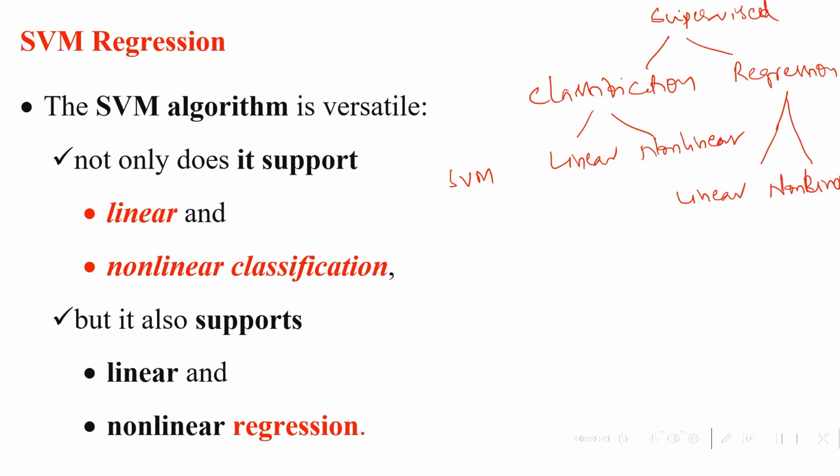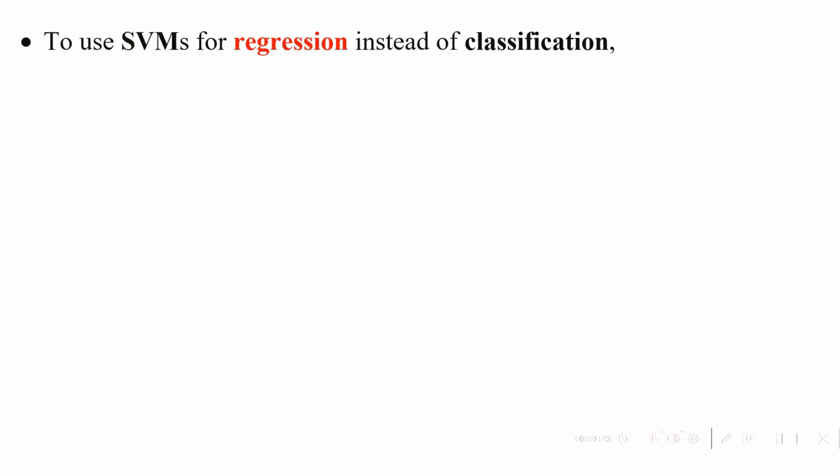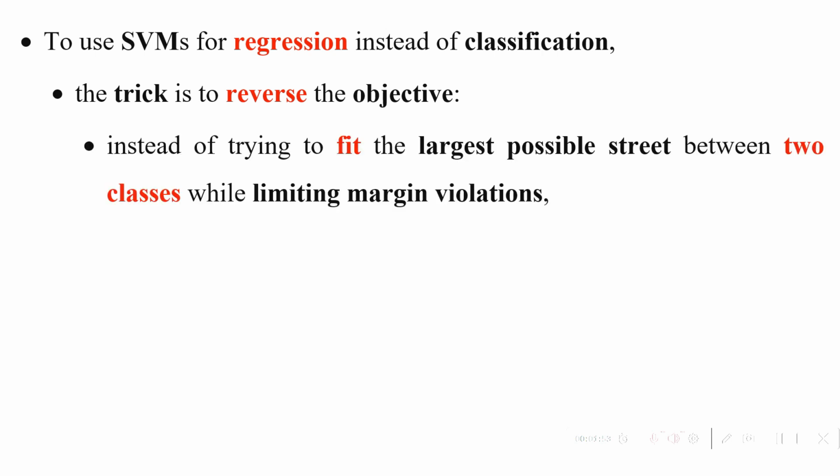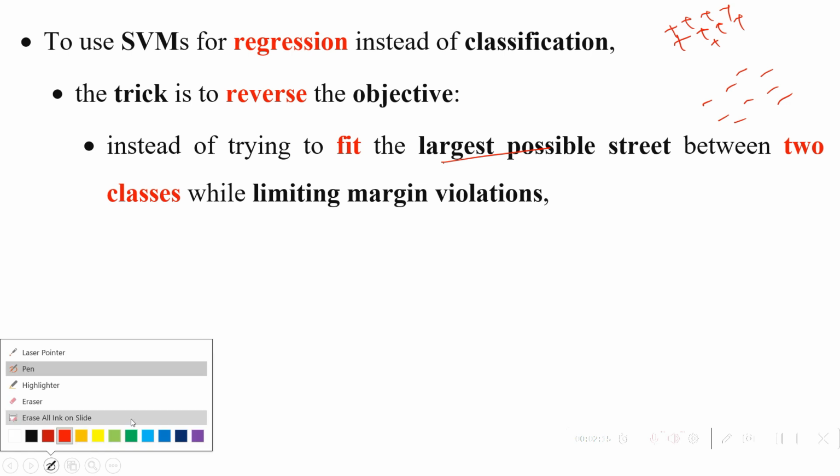Now, to use support vector machines for regression instead of classification, the trick is to reverse the objective function of the classification. Instead of trying to fit the largest possible street between the two classes while limiting the margin violations, in classification techniques, for example, the positive class and the negative class are there, and we are going to maximize the margin between these two classes. That is very important in classification.